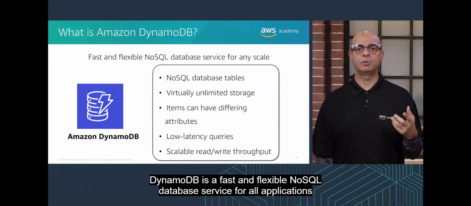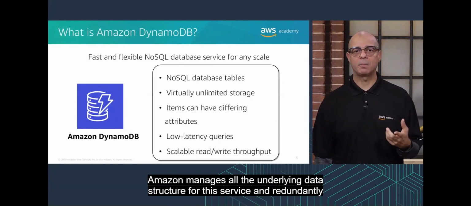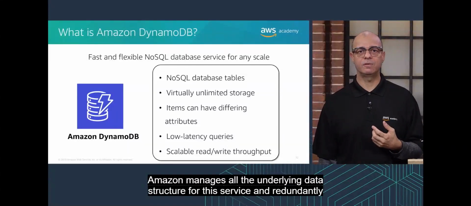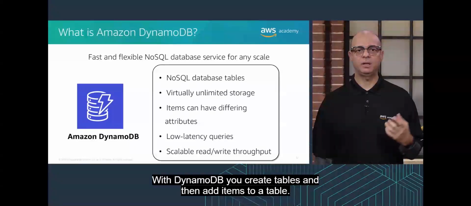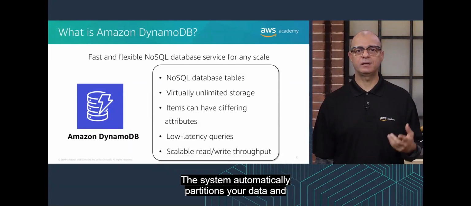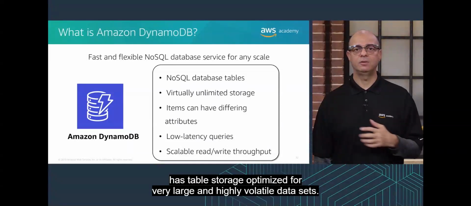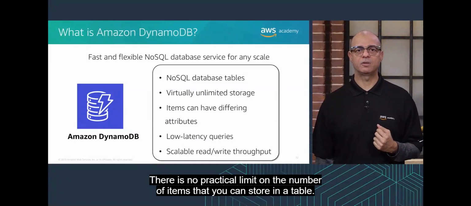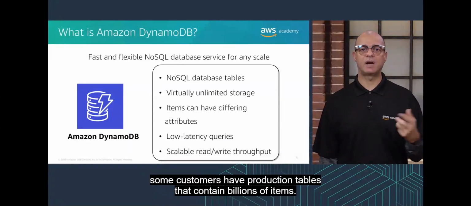DynamoDB is a fast and flexible NoSQL database service for all applications that need consistent single-digit millisecond latencies at any scale. Amazon manages all the underlying data structure for this service and redundantly stores data across multiple facilities in a region in a fault-tolerant architecture. With DynamoDB, you create tables and then add items to a table. The system automatically partitions your data and has table storage optimized for very large and highly volatile data sets. There is no practical limit on the number of items that you can store in a table. For instance, some customers have production tables that contain billions of items.